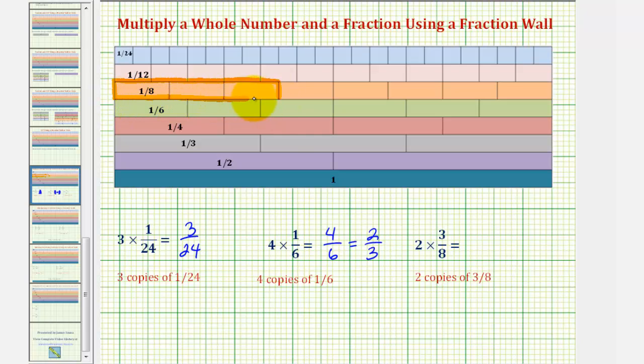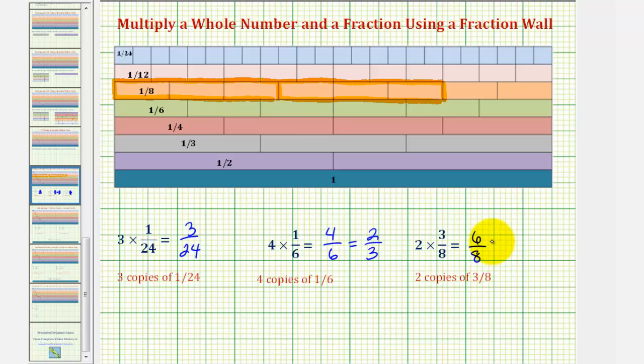But we have 2 copies of 3/8, so we need another copy of 3/8, which would look like this. So the length of this train of 1/8 rods represents our product. If we count or enumerate the number of 1/8 rods, we have 1, 2, 3, 4, 5, 6 1/8 rods. So the length is 6/8, which is our product. 2 times 3/8 equals 6/8.